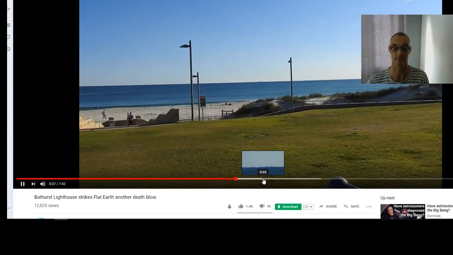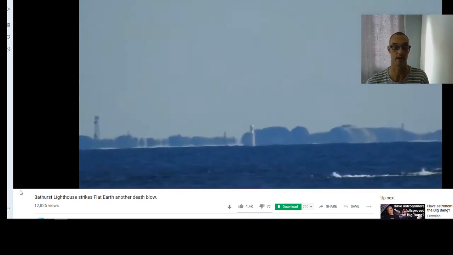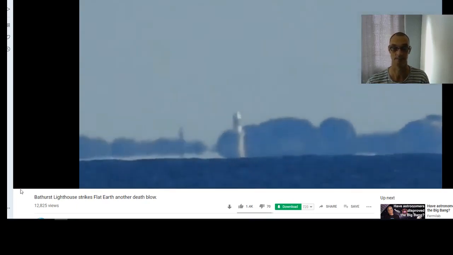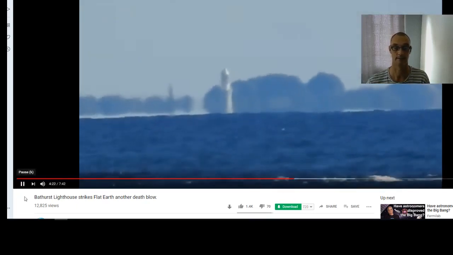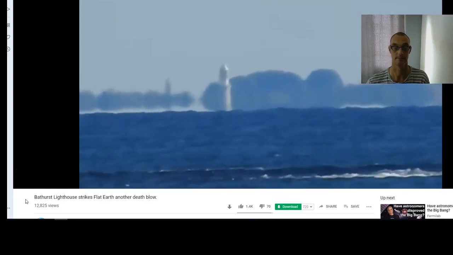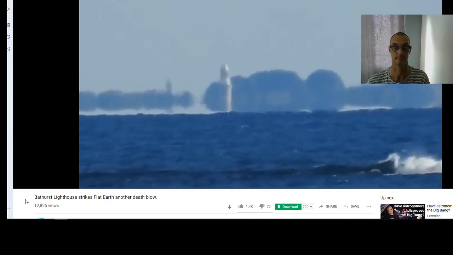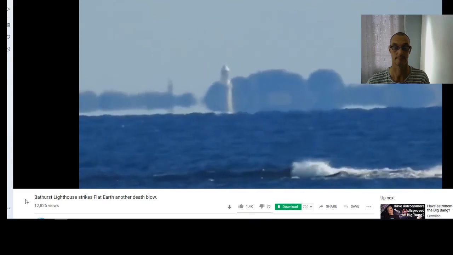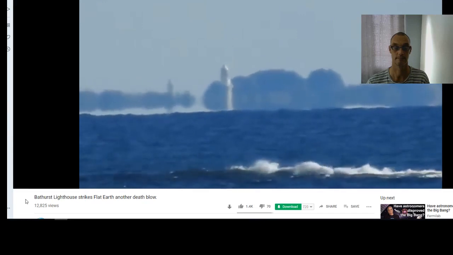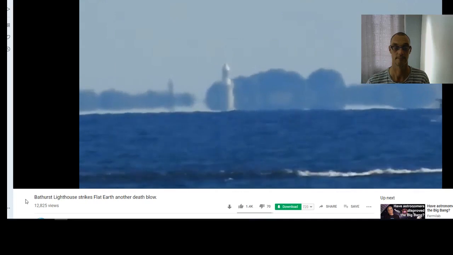It's very, very simple. And of course, what we have here next is this Bathurst Lighthouse, and as you can see, it appears that the base of the lighthouse is touching the water, but we know there is a significant amount of land under that lighthouse, and yet even from an 8-metre elevation, it is not visible.